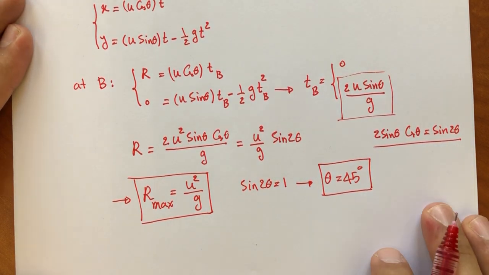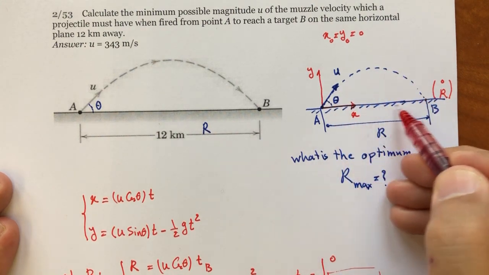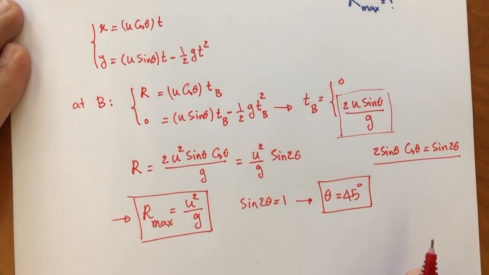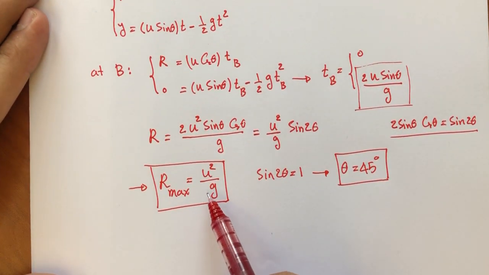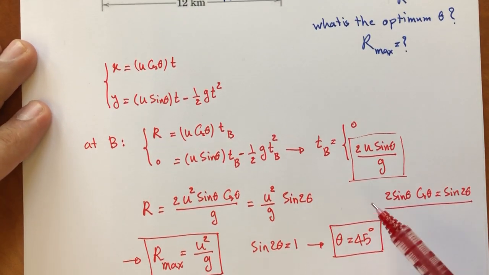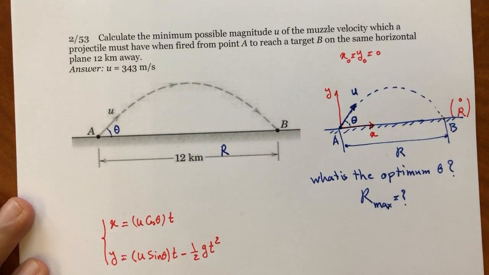So when we are shooting a projectile, we need to shoot it at 45 degrees to have the maximum displacement, okay? And r, the displacement of that projectile, is going to be u squared divided by g. You can use this general solution to solve this particular problem, problem 253.